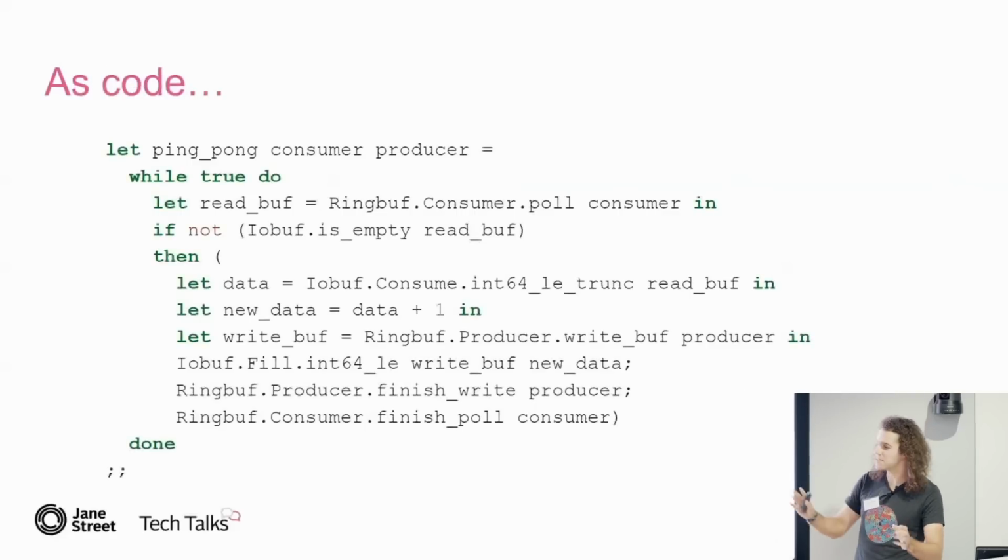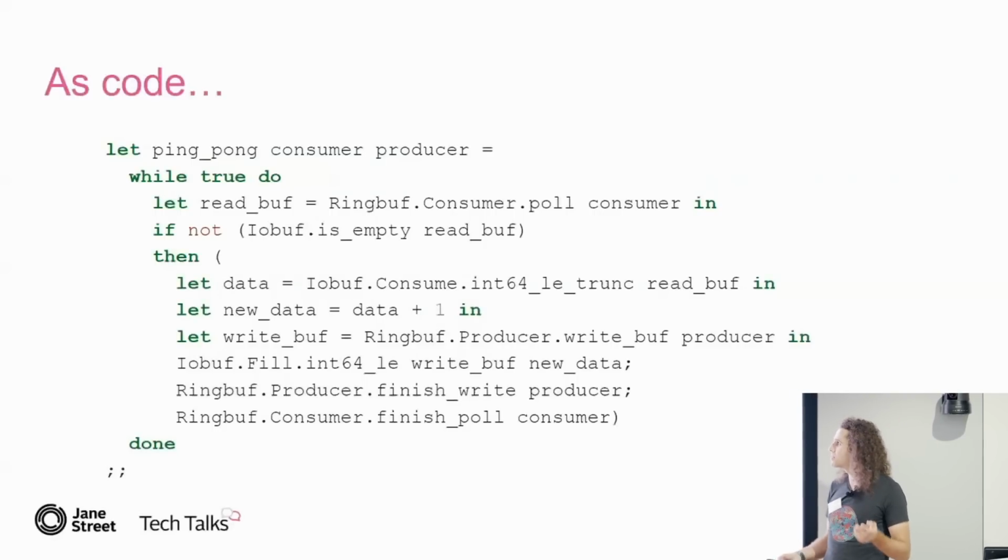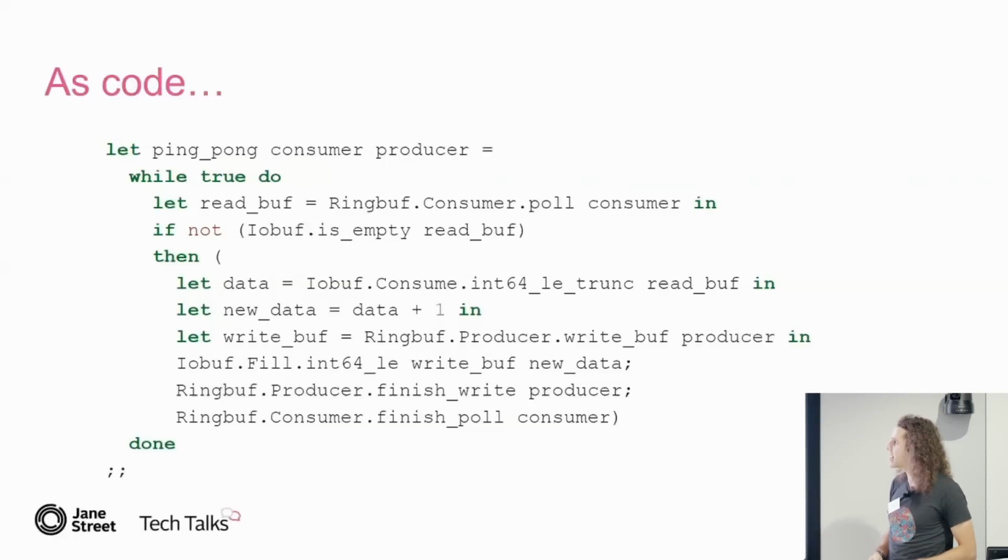Expressed as OCaml code, this is what it would look like. I'm going to give you just a second to glance over it. An IO buff is similar to Java's byte buffer APIs, if that helps. But it should be fairly straightforward.